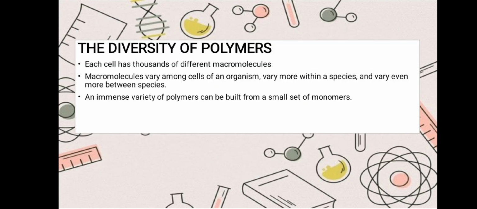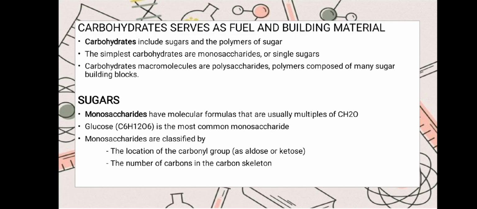Diversity of polymers. Each cell has thousands of different macromolecules. Macromolecules vary among cells of an organism, vary more within a species, and vary even more between species. An immense variety of polymers can be built from a small set of monomers.